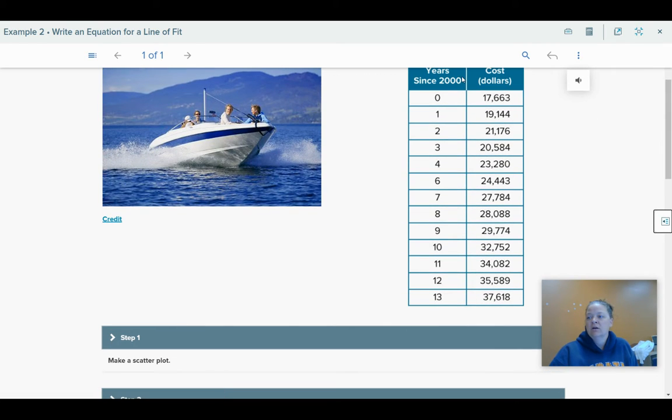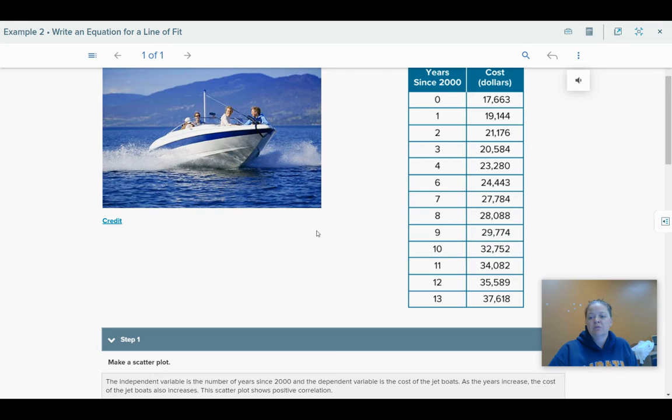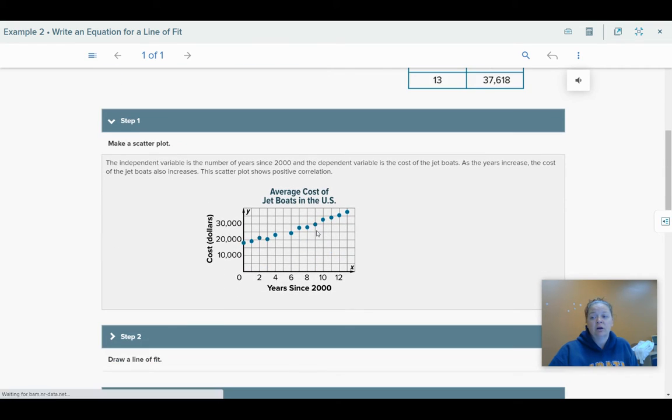So here we have our data. We have our years since 2000, so 0 would be the year 2000, 1 would be 2001, 2 would be 2002, etc. So the first thing we want to do is take all of those points and make a scatter plot out of them. They have done that for us.